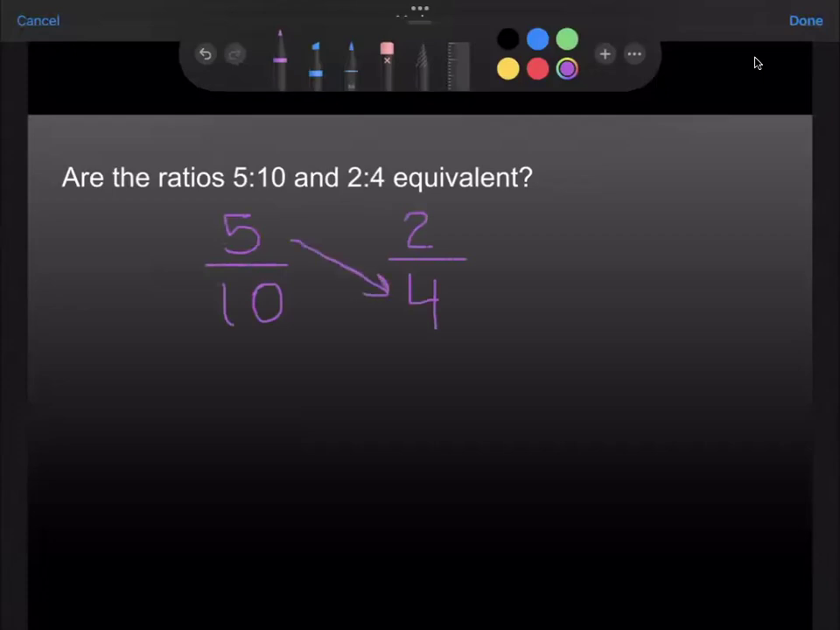I'm going to multiply 5 times 4, which is 20. And then I'm going to multiply 2 times 10, which is also 20. So even though at first, when I looked at it, I couldn't tell whether they were equivalent or not because I didn't have a number I could multiply or divide the top and the bottom by, it turns out they are equivalent because when I did cross multiplication, I got the same number. So the ratios 5 to 10 and 2 to 4 are equivalent.